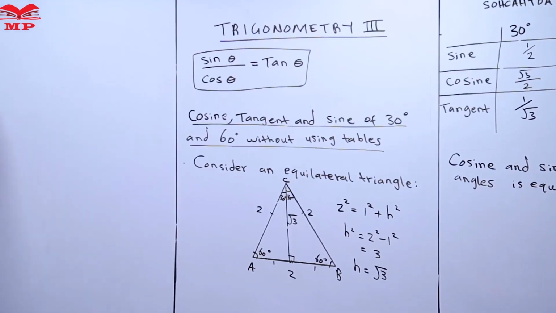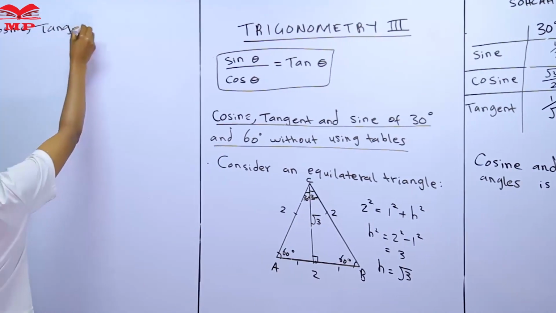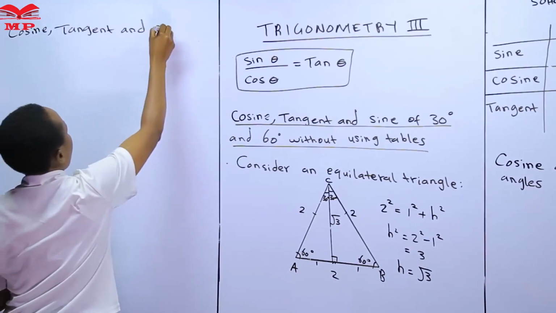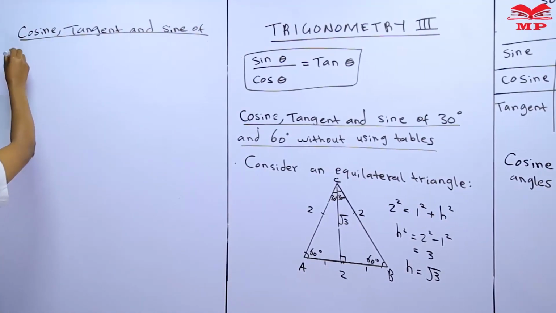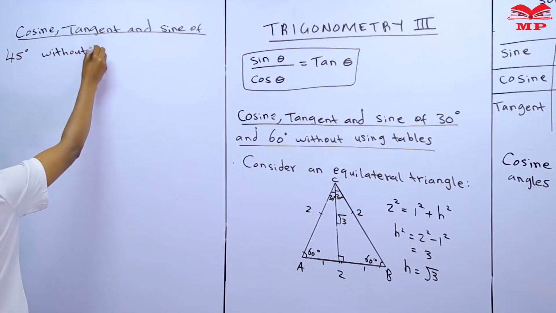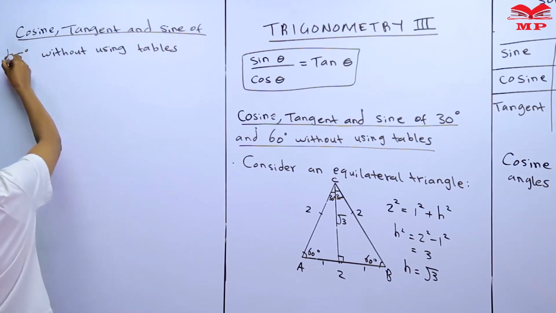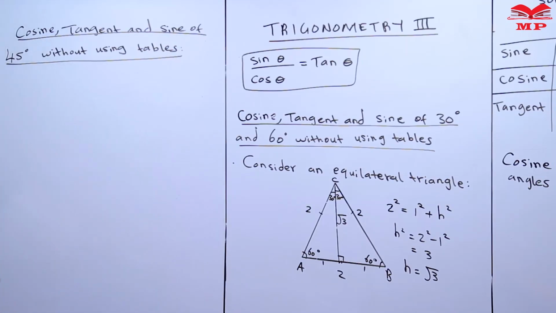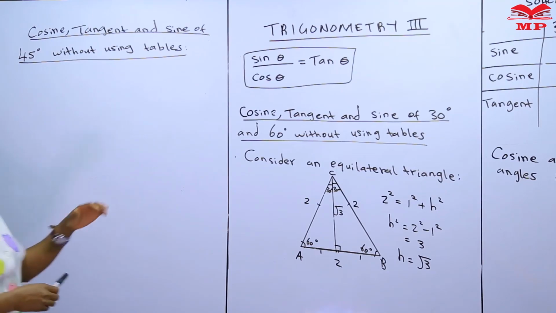So we can look at also how to get the cosine, the tangent, and the sine of 45 degrees now, in this case again without using tables. Without using the mathematical tables or even the calculator. In an exam, you can be told to find, for example, the cosine of 30 degrees without using the calculator. So you are supposed to do it without the table as well.